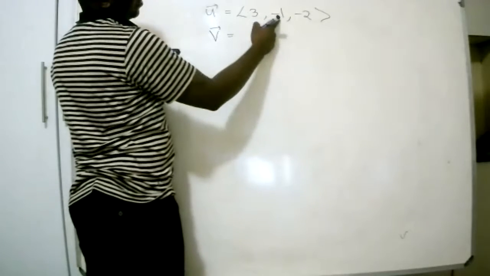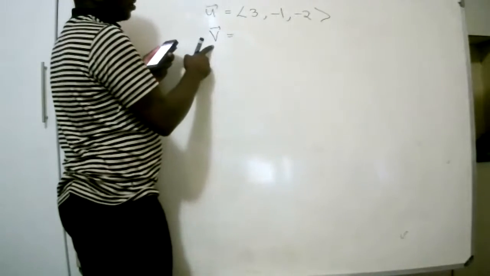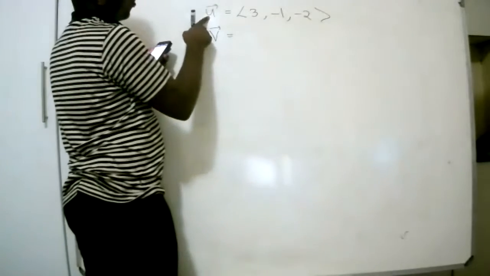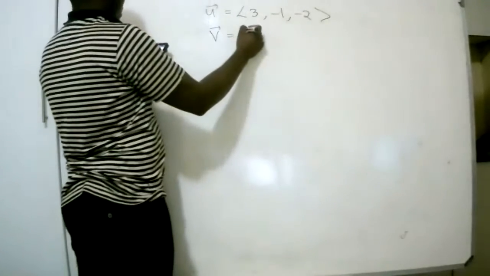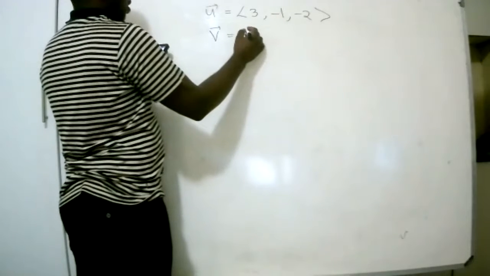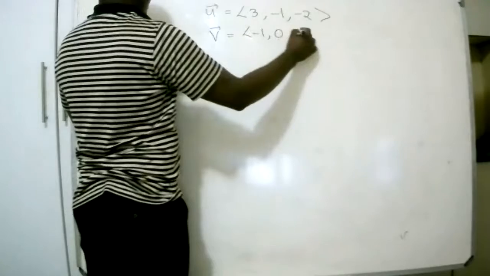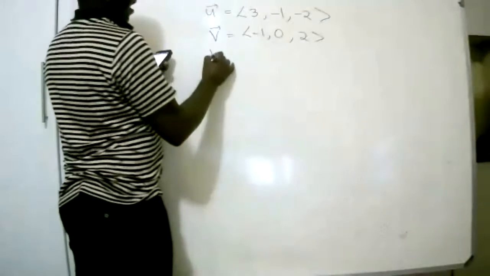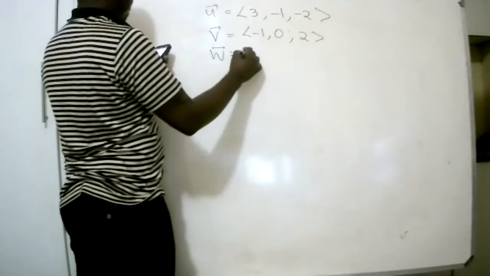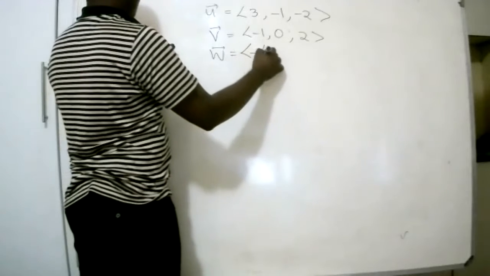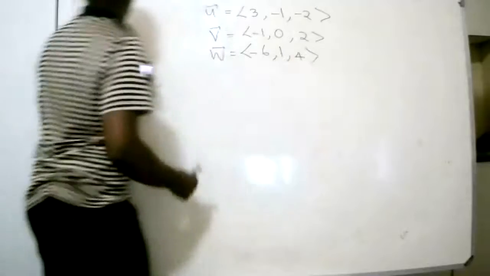And then the other one, V, is given as -1, 0, and 2. And then the other vector is vector W, which is given as -6, 1, and 4.